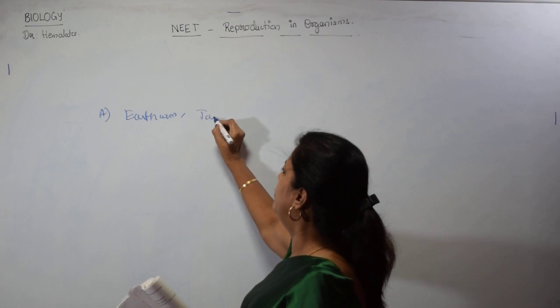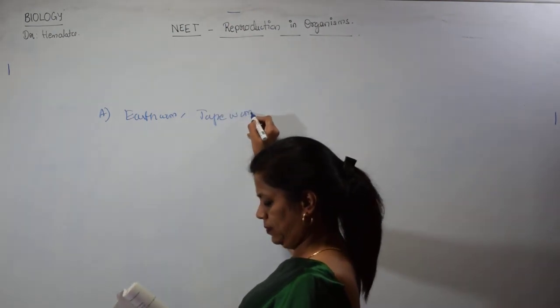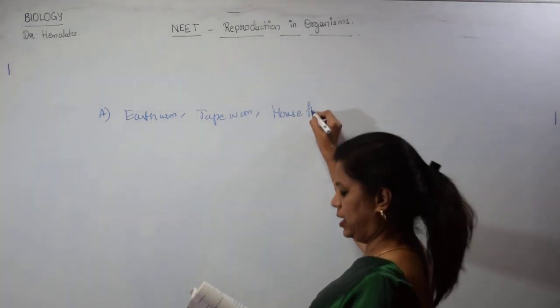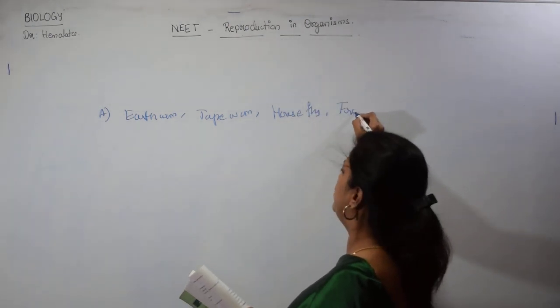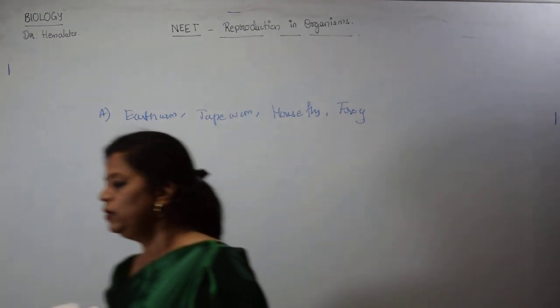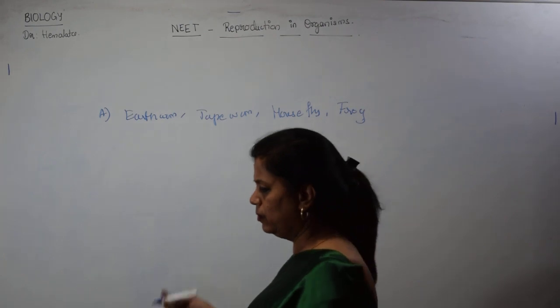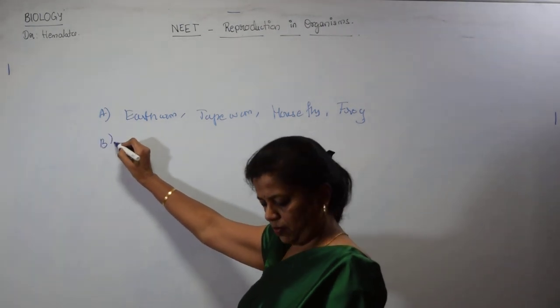Next, tapeworm. Then housefly, they are given. Then frog. First one is this option. Okay. The second option given is the B option. This is the B option I am giving you.